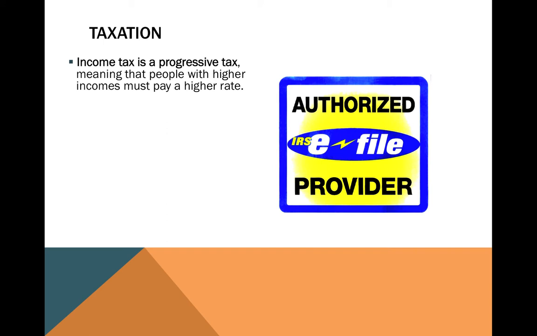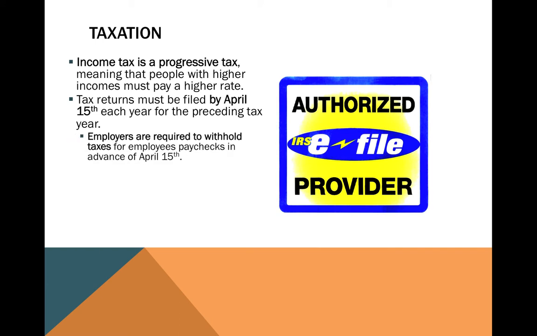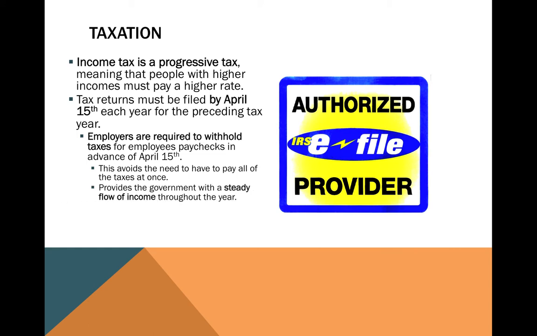Income tax is a progressive tax, meaning that people with higher incomes must pay a higher rate. Tax returns must be filed by April 15th of each year for the preceding tax year. Employers are required to withhold taxes from employee paychecks in advance of April 15th. This avoids the need to pay all the taxes at once, and it provides the government with a steady flow of income throughout the year.